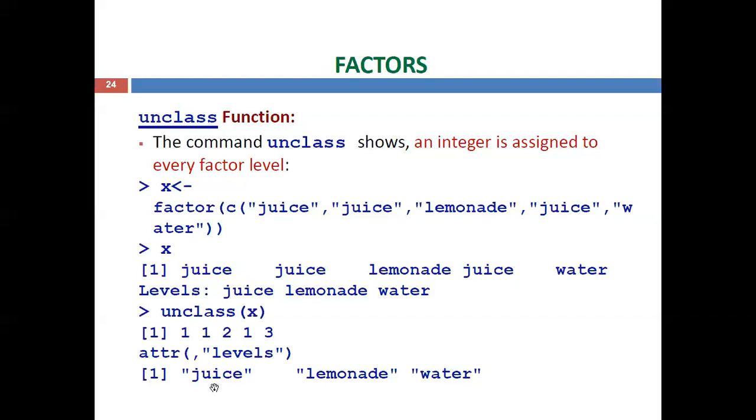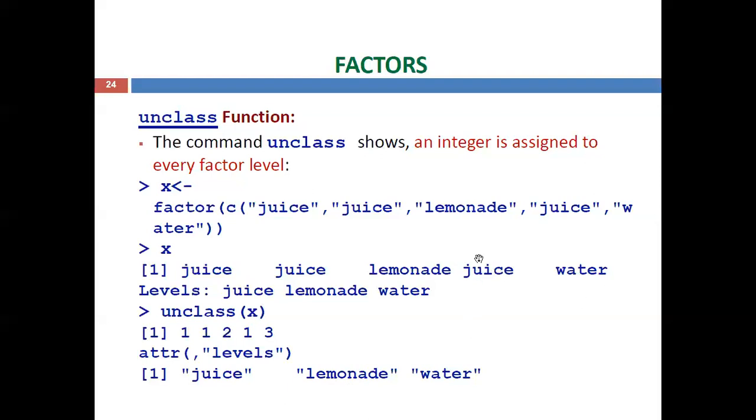Now, by considering these level values, juice is level 1, lemonade is level 2, water is level 3. These values are assigned to the strings which are available in the vector x. Now what x contains, first value is juice. So the juice label is 1, numeric value is 1. Then the second value is also juice, its code is again 1. The third string is lemonade. So what is the lemonade level? It is 2. So its numeric code is displayed as 2.